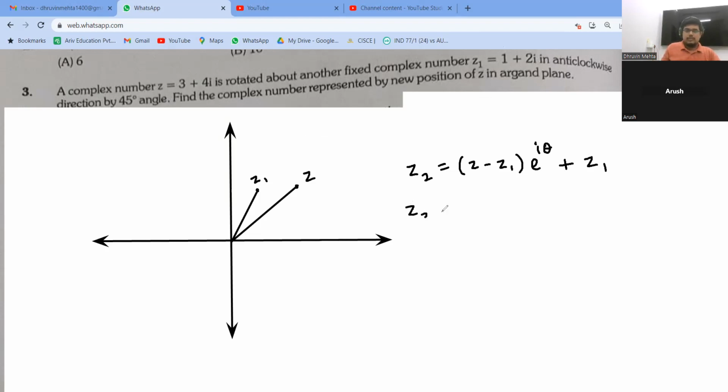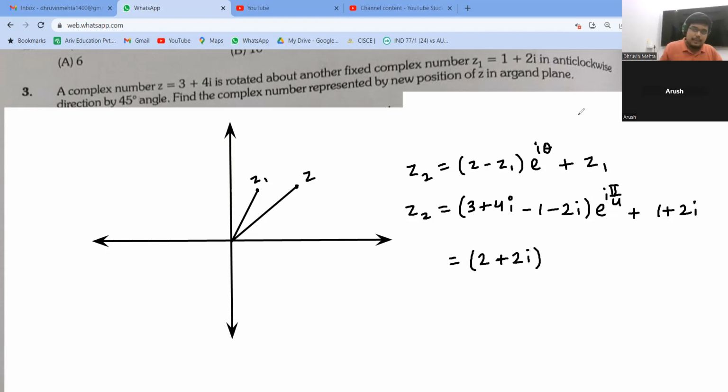So in this sum, z2 is equal to z, which is 3 plus 4i, minus z1, which is minus 1 minus 2i, e raised to i pi by 4, plus z1, which is 1 plus 2i. So we have to solve this whole thing. So this is 2 plus 2i e raised to i pi by 4. How will you solve this?